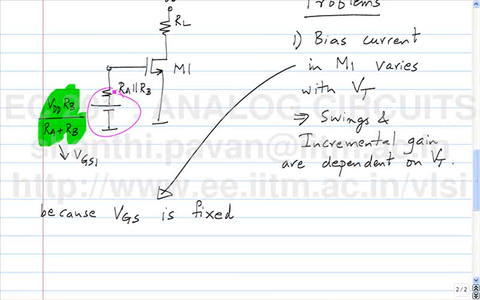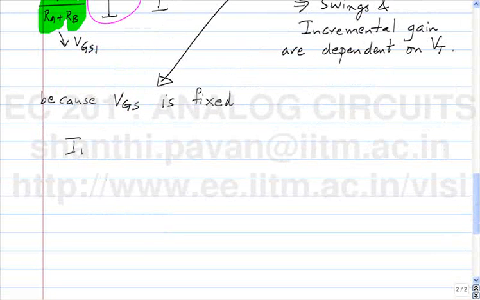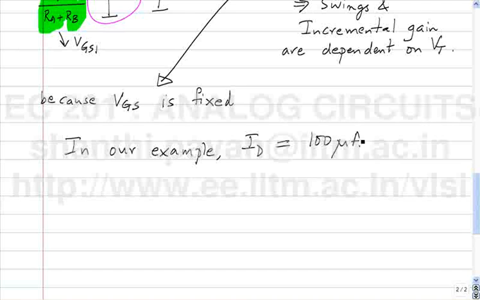Okay, does it make sense? In other words, instead of having a fixed VGS, if we somehow found the exact value of VGS required so that the transistor has the current we want. For example, what was the current we had last time? So in our example, ID was 100 microamperes. So let's say we want to make sure that the bias current in the transistor is 100 microamperes no matter what Vt is.